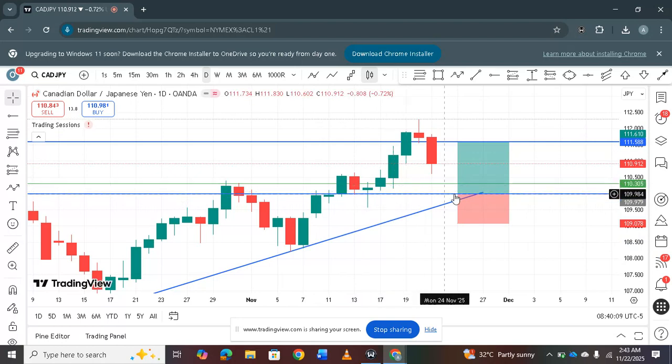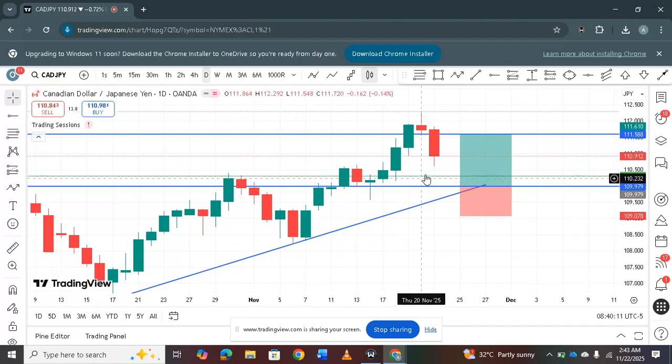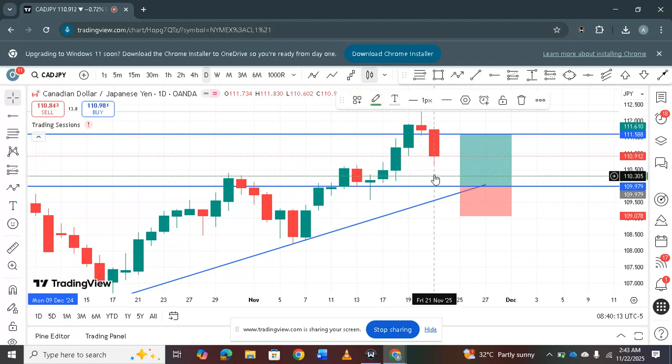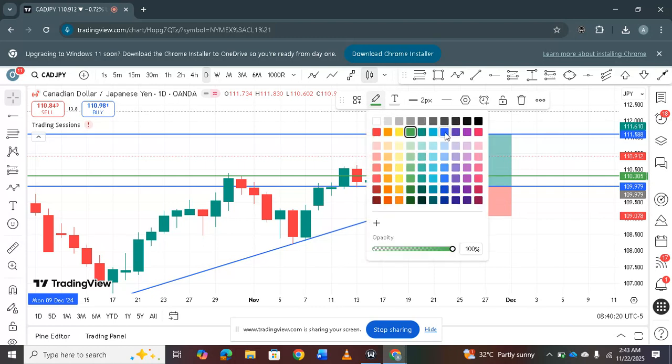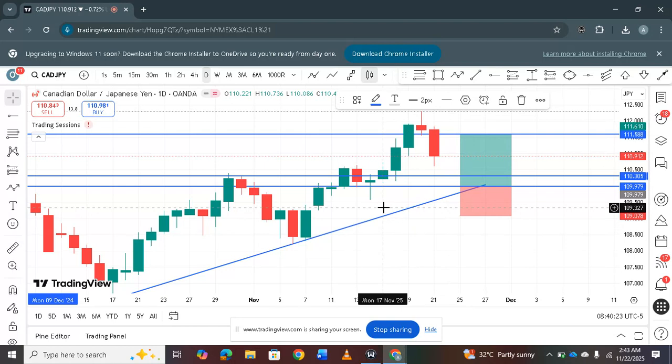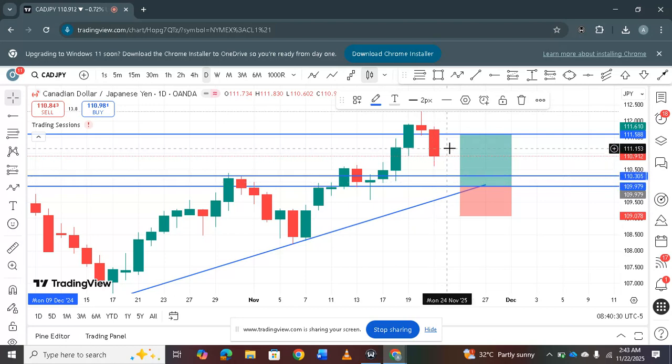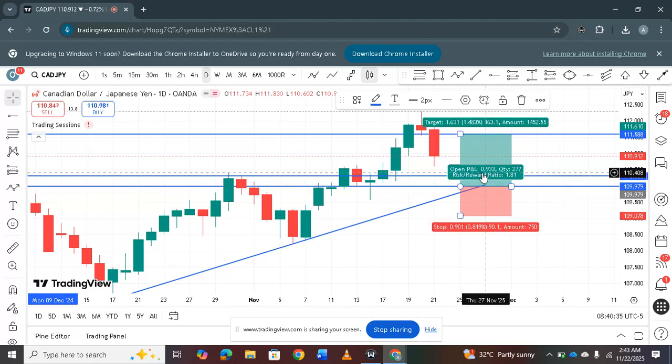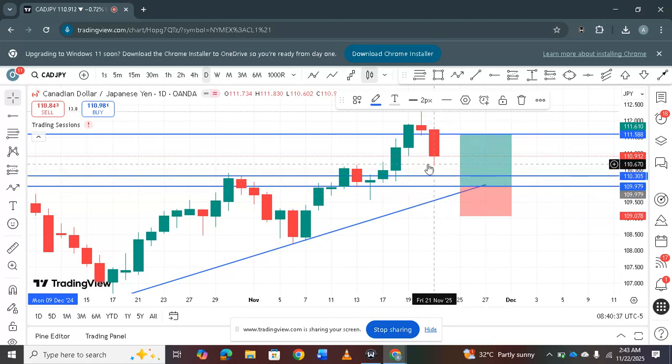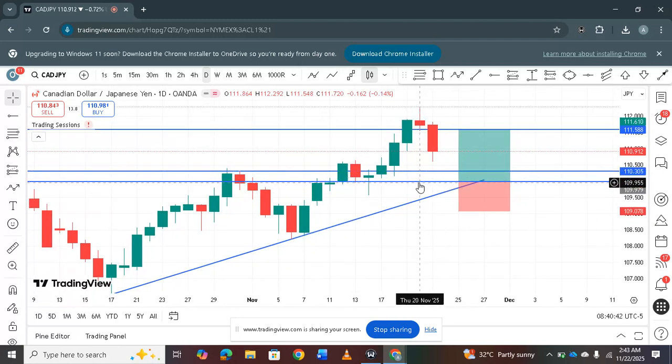We wait for it to get to this level. Let me make this a little bit bold so that it's visible, and let me change the color here. So this is going to be our first area of buy, and we want to target back this high. And you watch the way the market reacts to this zone.